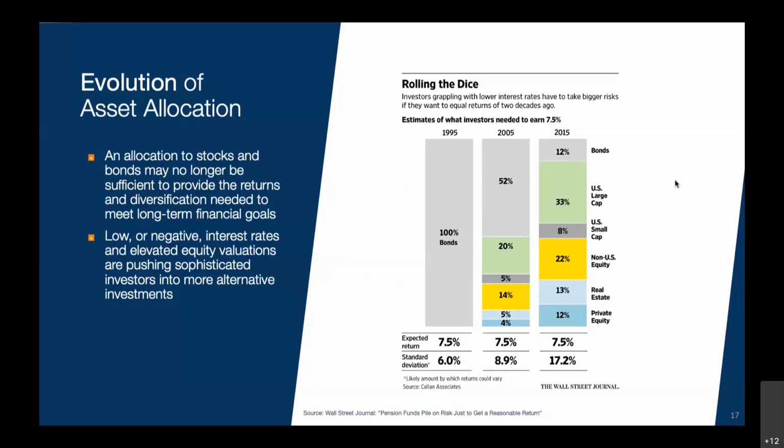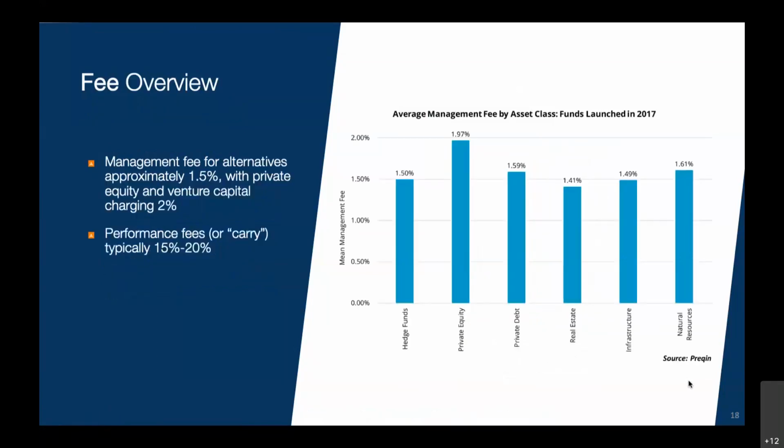Investors nearly had to triple the risk that they're willing to take on. And that's why you've seen all these alternative asset classes really proliferate and spread, just because investors are really reaching for those returns and yield.